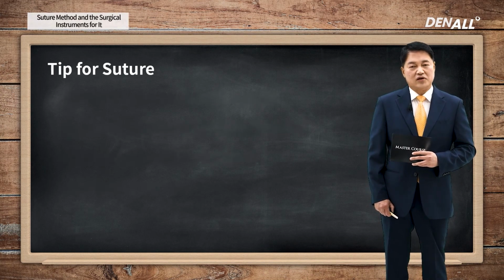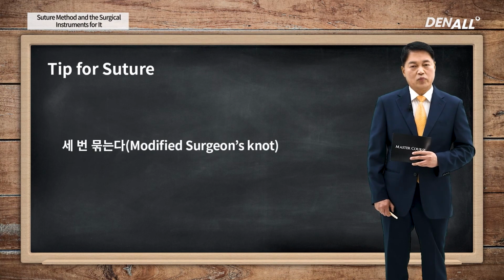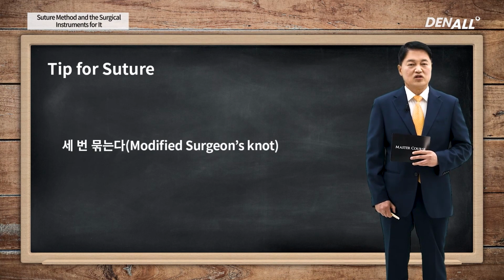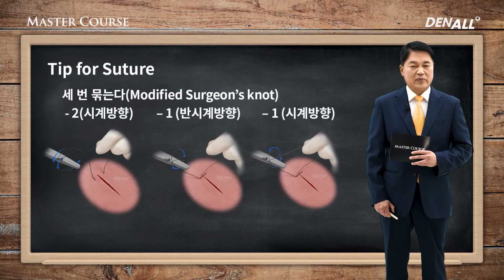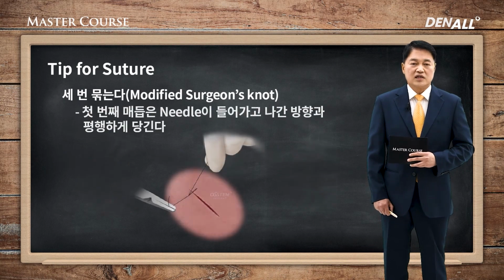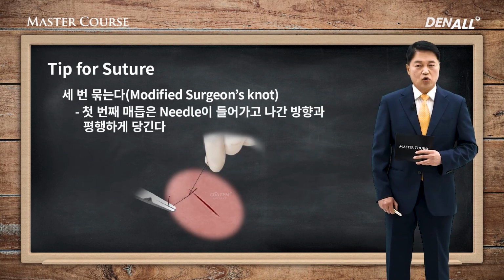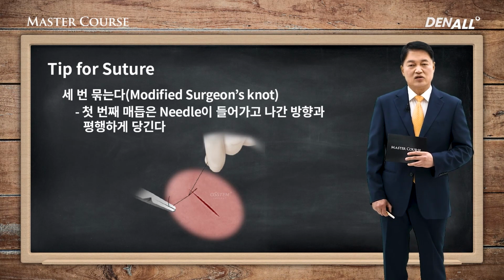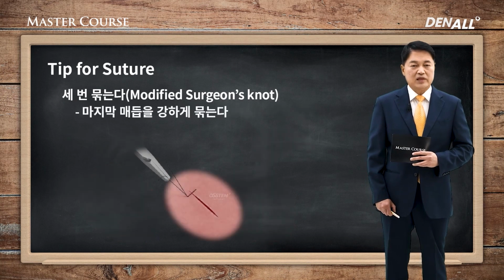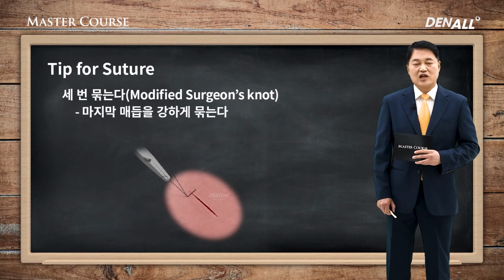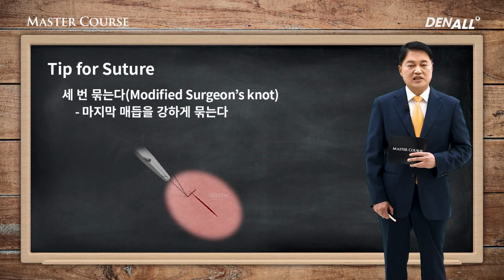And in making the knot, you tie it 3 times, and that is called the modified surgeon's knot. First twice clockwise and once anti-clockwise, and then again clockwise. The first knot needs to be tucked in the direction where the needle went in. I usually tuck it on the buccal side and fix it in place. And the last knot needs to be very strong, so that it would put everything in place and position.